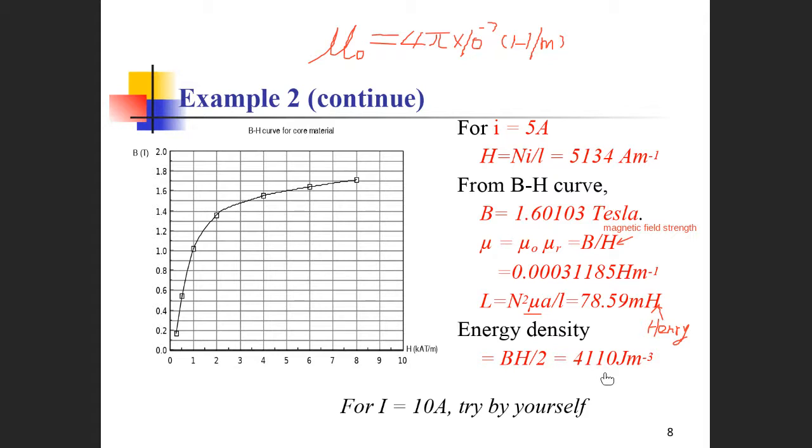Some of you may have already learned this from the teaching PPT, because you may have done some preparation. So this is energy density. Remember it: BH over 2 is the energy density. You can also try that for different values of the currents. So those are these examples. Anyway, remember that's the difference.